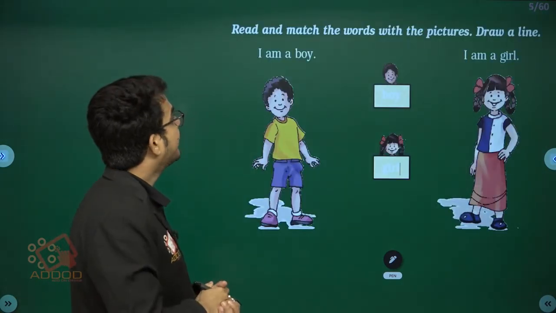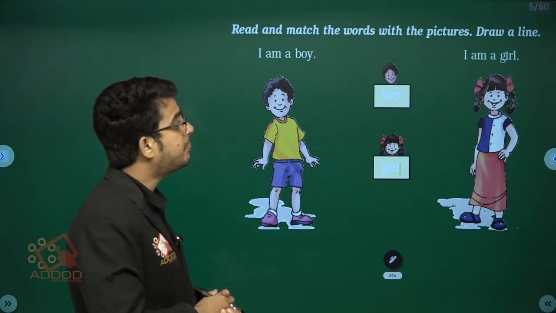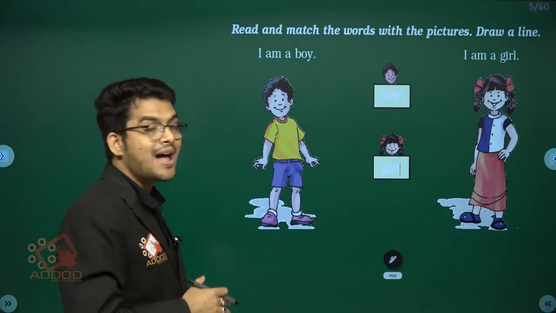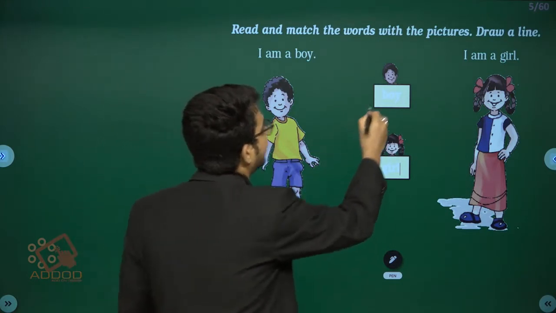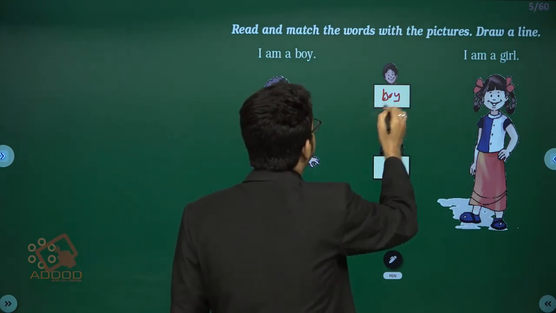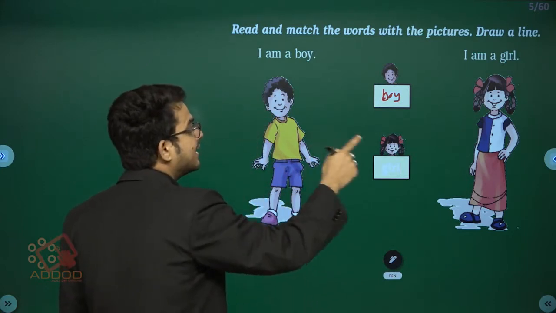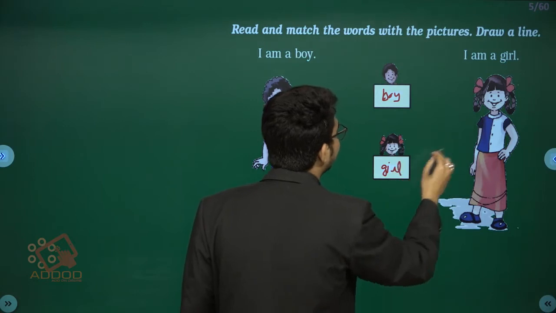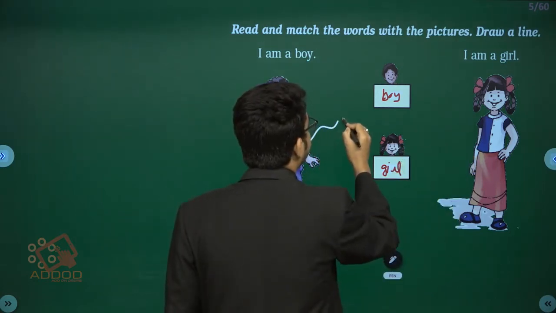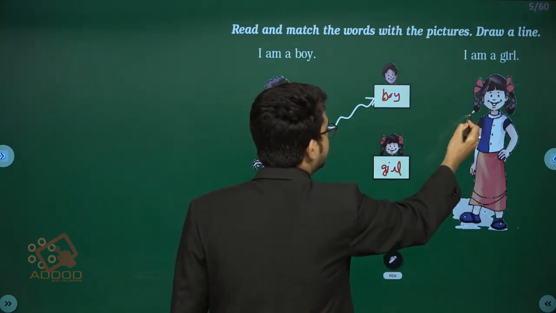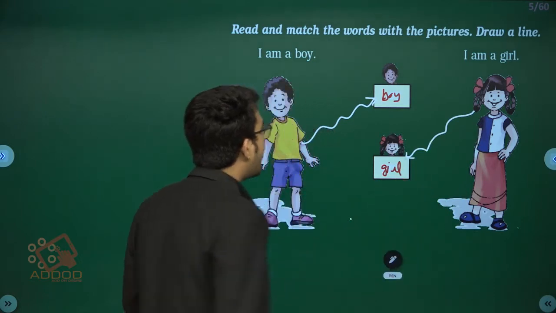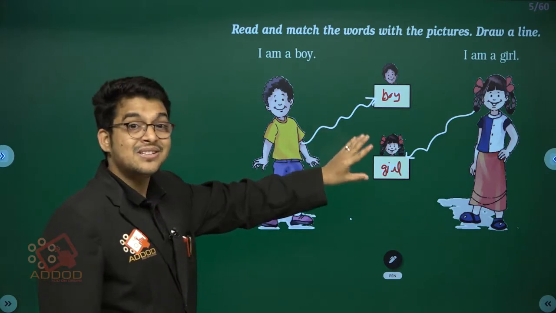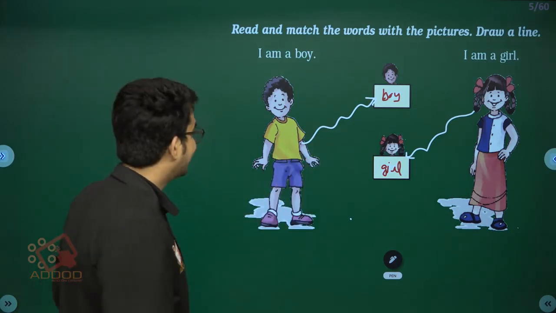Now you see, read and match the word with the pictures. Draw a line. I am a boy. So here is the boy. We can match. Now I am a girl. So here she is a girl. We can match. I am a boy. I am a girl. We can make it like this one.